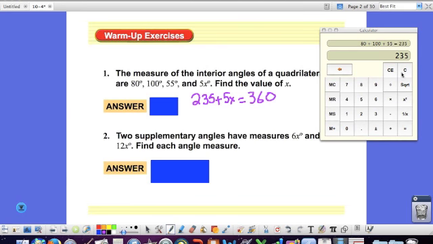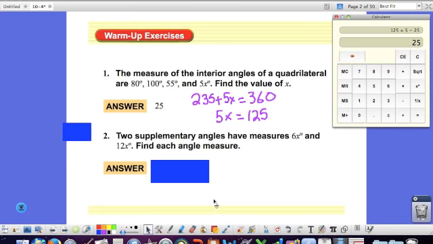It's 360. So 360 minus 235 is 125. So if 5x equals 125, 125 divided by 5, x equals 25.